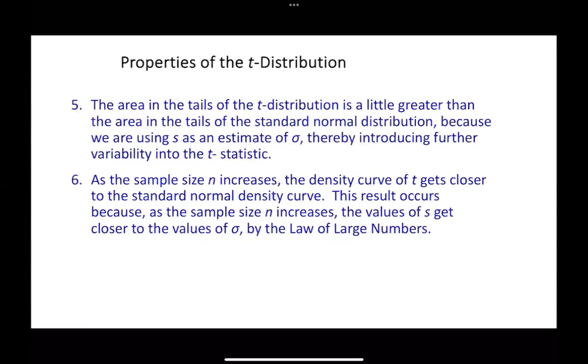The area in the tails is slightly greater than the area in the tails of a standard normal distribution because we're using a sample. There's a little more variability in a t statistic. As our sample size increases, we get closer and closer to a standard normal curve, because as our sample size gets bigger, our sample standard deviation is going to get closer to the actual standard deviation.